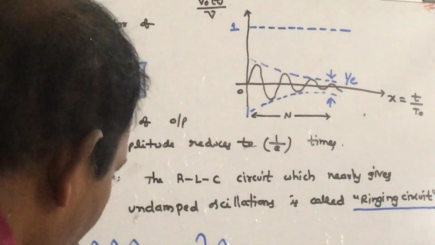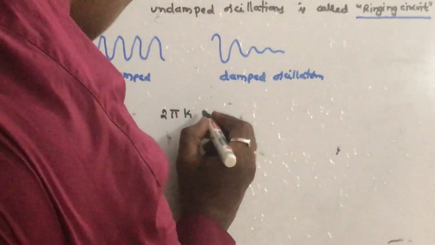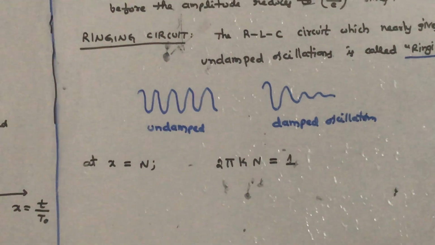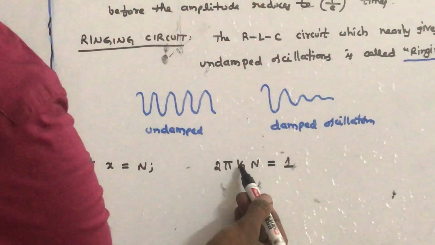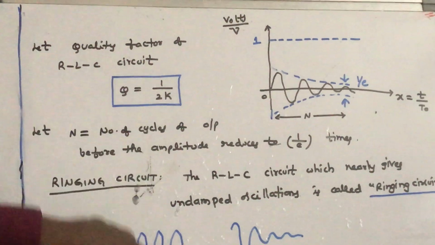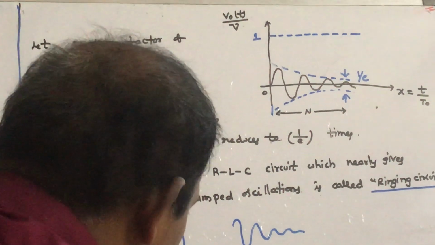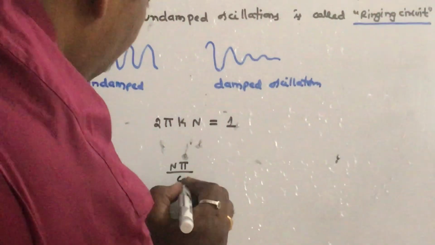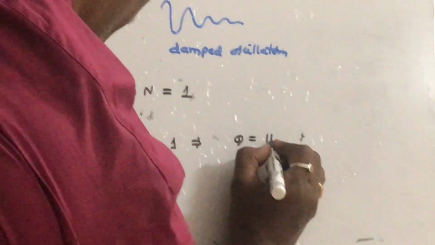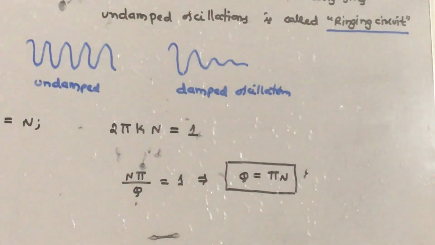What is 2 pi k x? In place of x, put N, and this is equal to 1. We substitute this condition. But what is 2k? From this equation, 2k is equal to 1 by Q. So in place of 2k, substitute 1 by Q. Therefore it becomes N pi by Q is equal to 1, from which the quality factor of the circuit is equal to pi N. This is the important equation you have to mention in the examination.